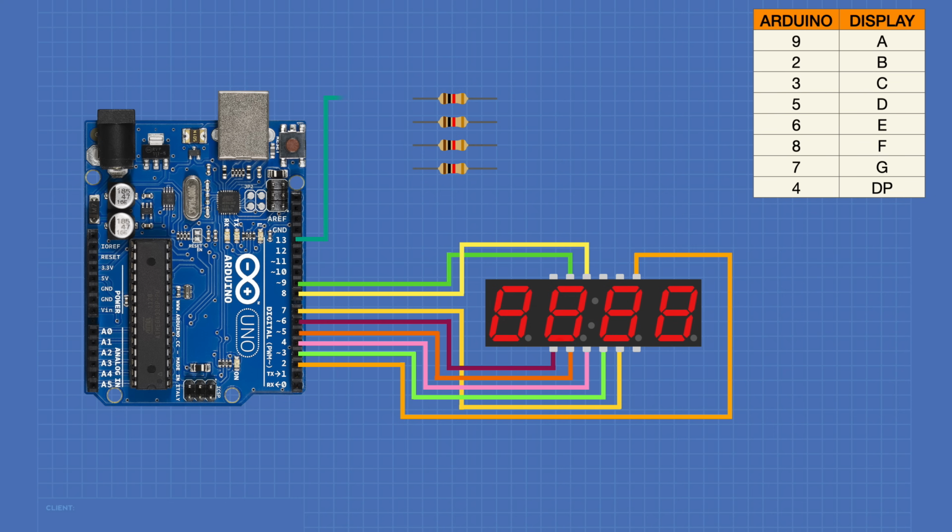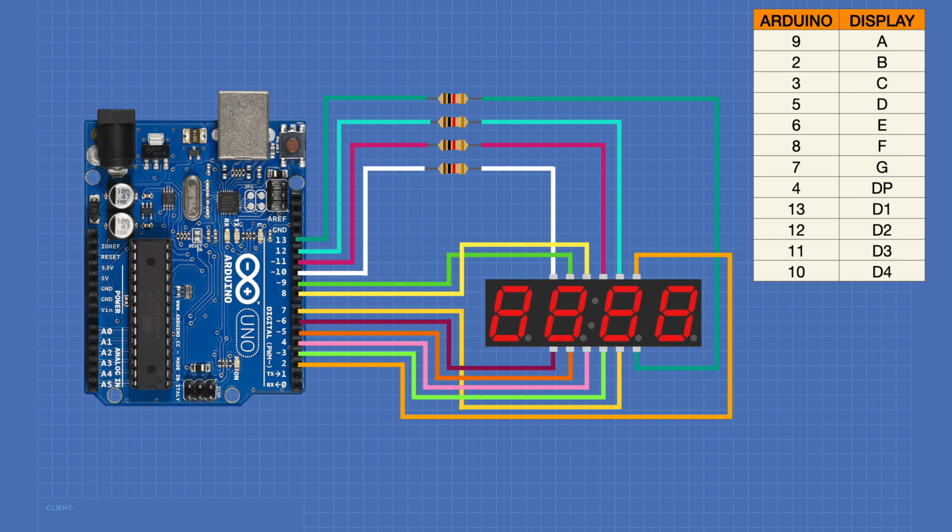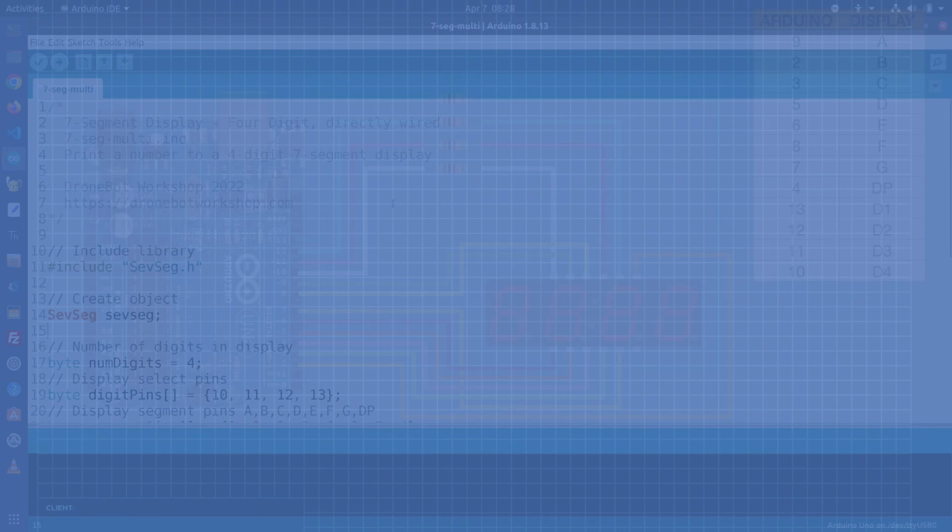Arduino pin 13 will go to digit select 1 pin. Pin 12 to digit 2. Pin 11 to digit 3, and pin 10 to digit 4. And this completes our wiring. Now let's take a look at some libraries and code we can use with this 4-element display.